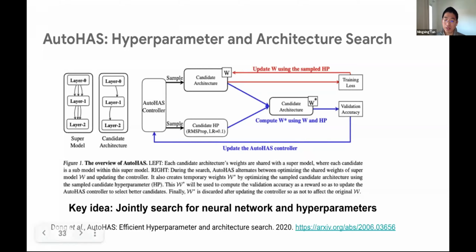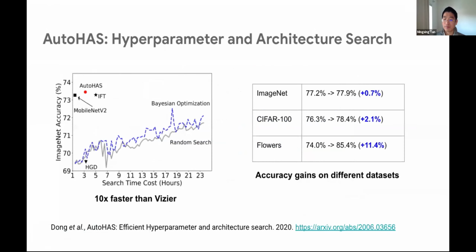This is a recent work I did with my colleagues. It's called AutoHAS. The main idea is to incorporate the hyperparameters into the MNAS framework, so you can jointly search for the neural network and hyperparameters. We did some study comparing AutoHAS to random search or Bayesian optimization. AutoHAS can find a pretty good accuracy model, but using much less computation cost. Here we also use weight sharing to reduce resources.